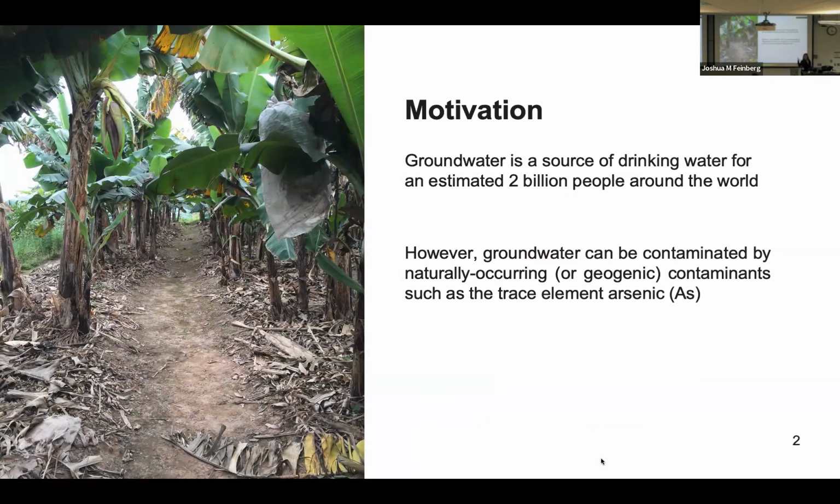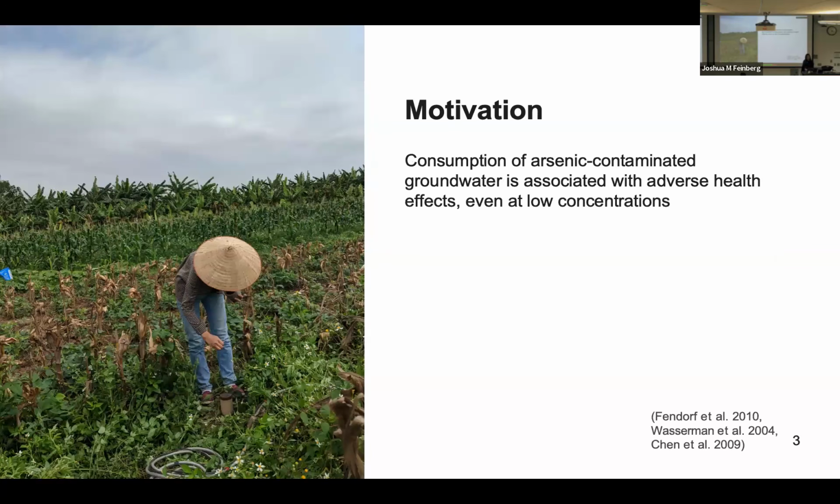So a lot of motivation behind my work is on groundwater. And as you may know, groundwater is a source of drinking water for an estimated 2 billion people around the world. However, as you might also know, groundwater can be contaminated by naturally occurring or geogenic contaminants, such as trace elements like arsenic. Some of the health effects that occur from drinking arsenic-contaminated water include many adverse health effects, such as multiple types of cancer, cardiovascular disease, neurological development issues in children, even when consumed at low concentrations.